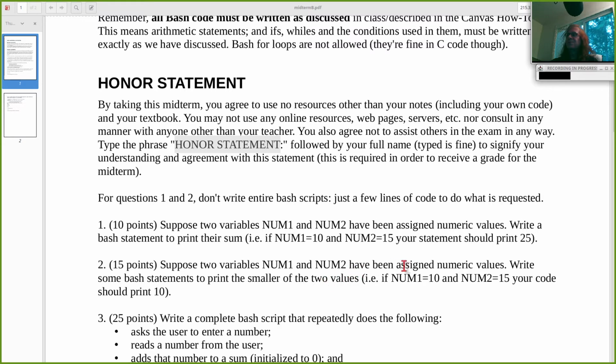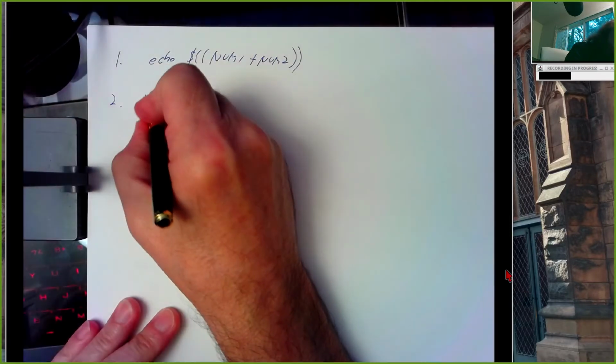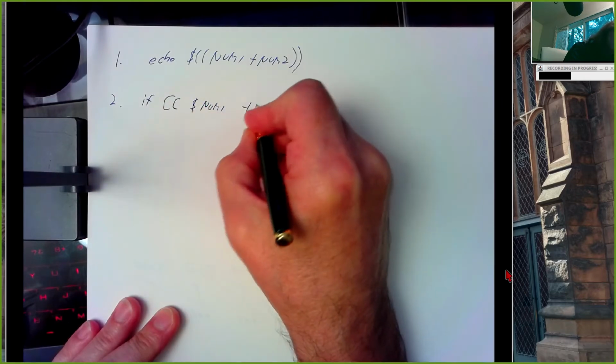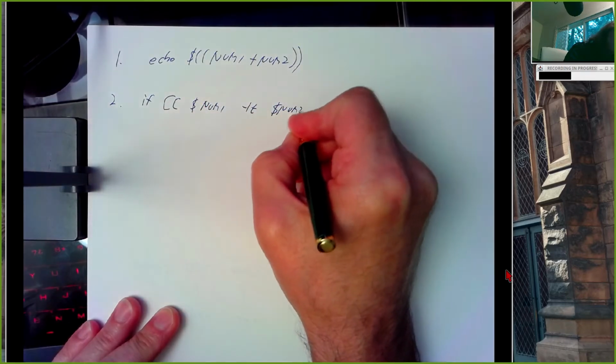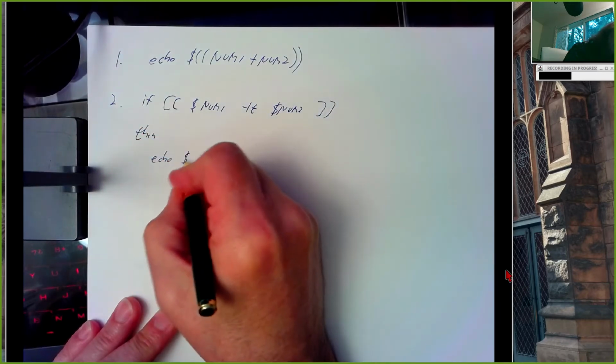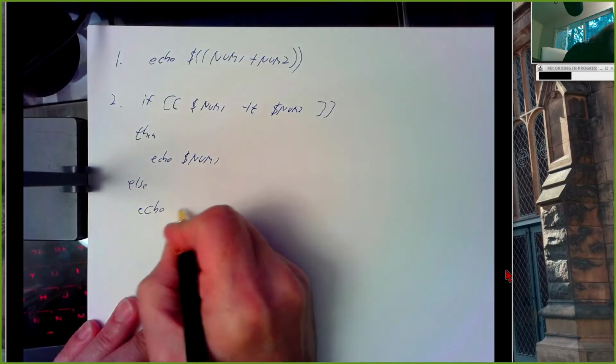All right, question 2. Suppose two variables, num1, num2, have been assigned numeric values. Again, you don't have to give them values. You don't have to do a read statement or anything like that. They've already got values. You're writing some bash code to print out the smaller of the 2 values. And so you can do something like an if statement. So if $num1 is less than $num2, then echo $num1, else echo $num2.